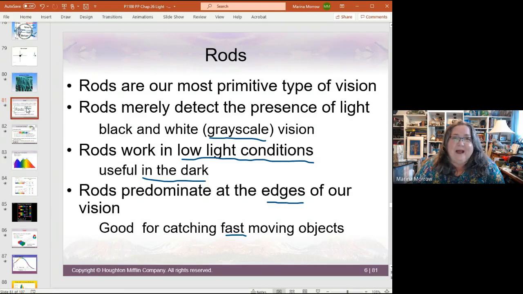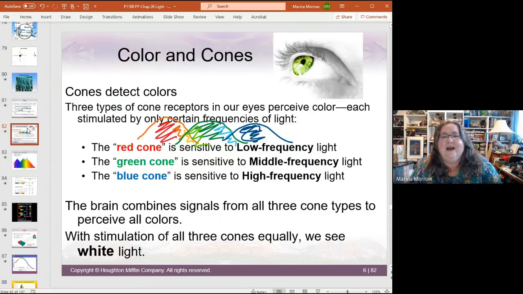Anyway, so yes, rods help save your life. Now the cones come in three different types. They're called the red cone, the green cone, and the blue cone, which are their nicknames. The red cone is sensitive to low frequency light, so it's sensitive to reds, oranges, and yellows.